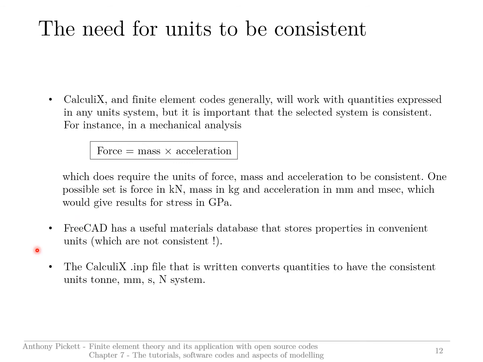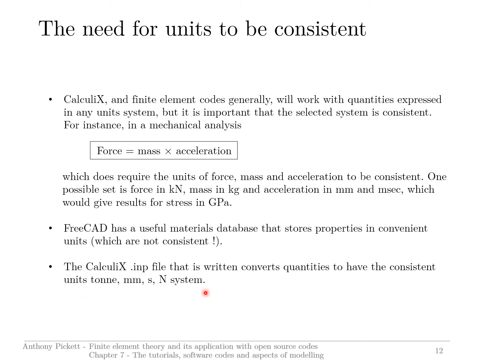It's a little bit confusing with FreeCAD in that it does, for example, have a database, and properties are stored within that database in certain units. I will also show this in a moment. You have to make sure that if you overwrite or modify slightly any numbers within that materials database, that you stick to the units that are shown there. Because what will happen is that the FreeCAD code will convert everything when it's creating the Calculix input file, and it converts everything to this set of units.